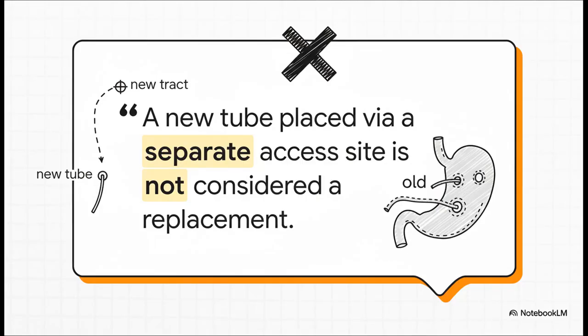And look, the CPT manual couldn't be more clear about this. It spells it out for us. It says if a new tube goes through a separate site, it is not considered a replacement, period. So when you're reading a procedure note and you see words like new tract, new puncture, or separate site, a little alarm should go off in your head that says, wait a minute, this is not a replacement.